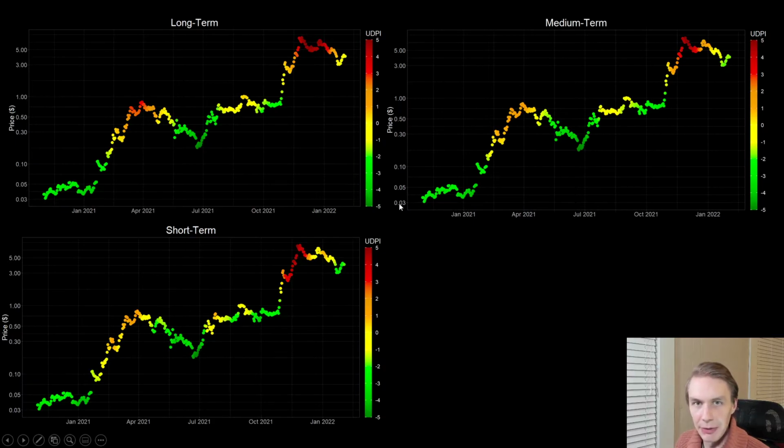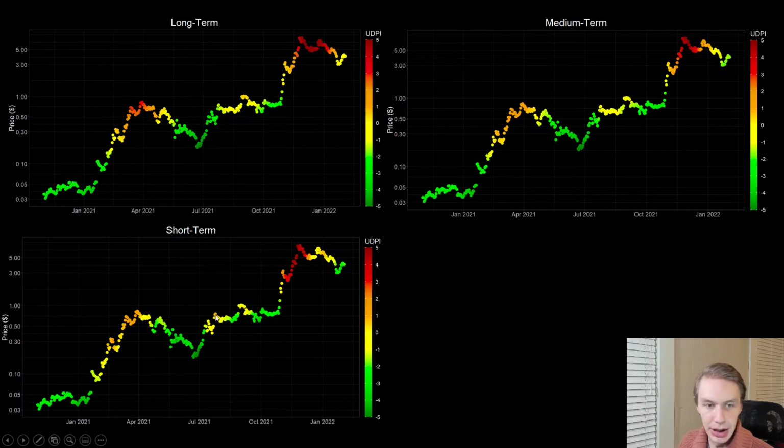We also have different versions, so I want to show you those as well for SAND. Just showing you long-term. We also have a medium-term UDPI that cares about moves that play out over weeks to months, so a little bit of a shorter time horizon. It's going to care a little bit more about some of the volatility that happens in the meantime. And then the short-term UDPI cares about moves that play out over days to weeks.